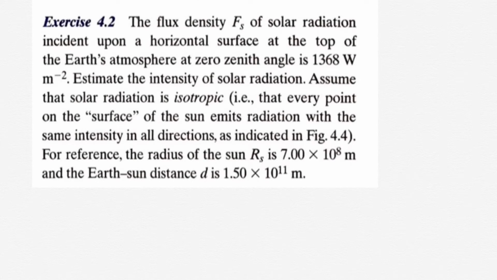Assume that solar radiation is isotropic, which means that every point of the surface of the sun emits radiation with the same intensity in all directions. So for reference, the radius of the sun, Rs, is equal to 7 times 10 to the power of 8 meters, and the Earth-Sun distance is d at 1.5 times 10 to the power of 11 meters. That's quite far away from the Earth.